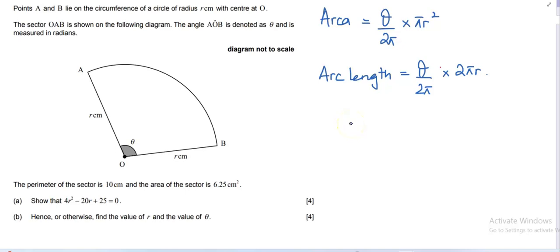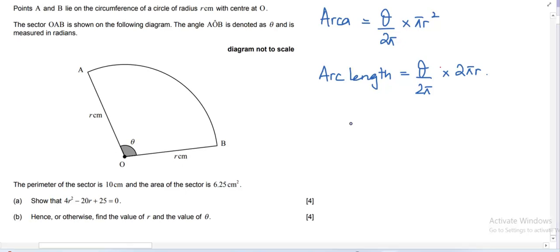Alright, let's now look into the third question. A sector of a circle is given up here, so the radius is r and theta is up there. We need to show that 4r² − 20r + 25 = 0 based on the information we have. We are provided with the perimeter of the sector, which is 10 in this case, and the area as well. So let's get started with the formula for area.